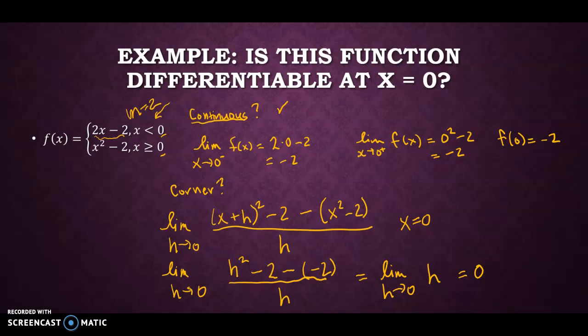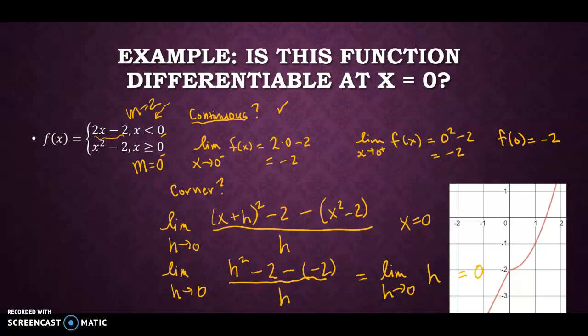So it turns out that it is a corner because the slope as x approaches 0 from the negative direction is 2, but the slope as x approaches 0 from the positive direction is 0. So this is a corner, and here's a picture of what a corner looks like. Notice how the slope of the parabola looks like it's horizontal, but the slope of the line is 2. This is non-differentiable. The slopes don't match because it's a corner.